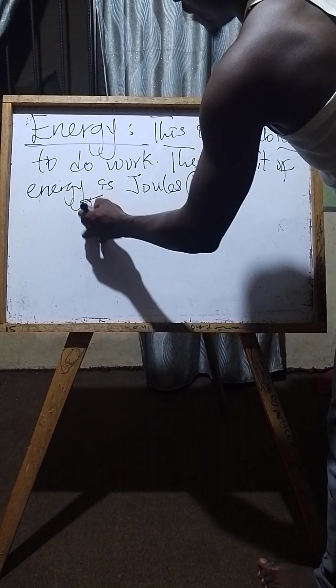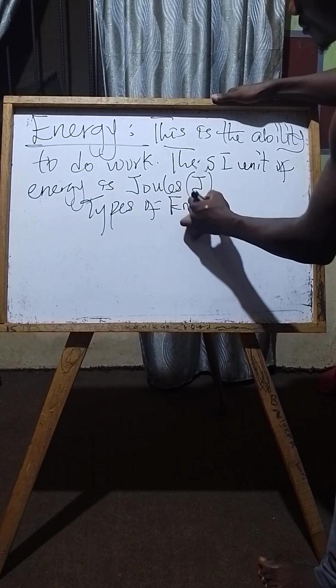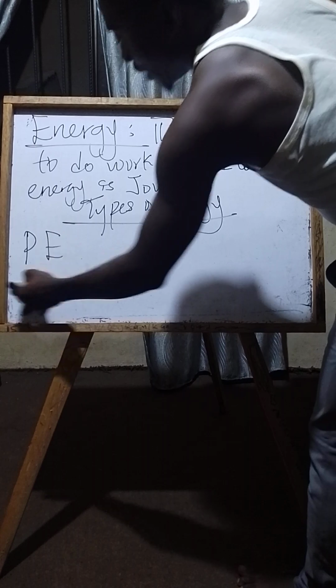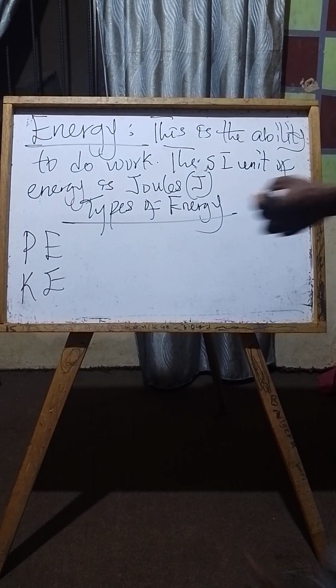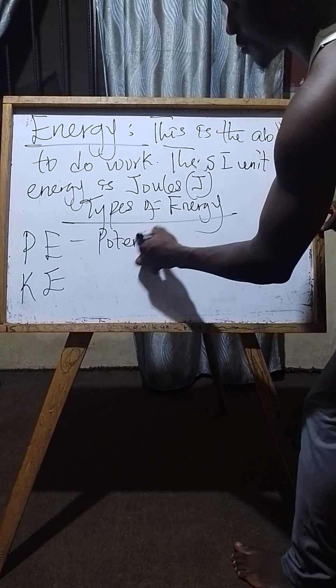Now, there are two types of energy. Let me call them the types. What are they? The PE and the KE. When you say PE, what do you mean? We mean potential energy.